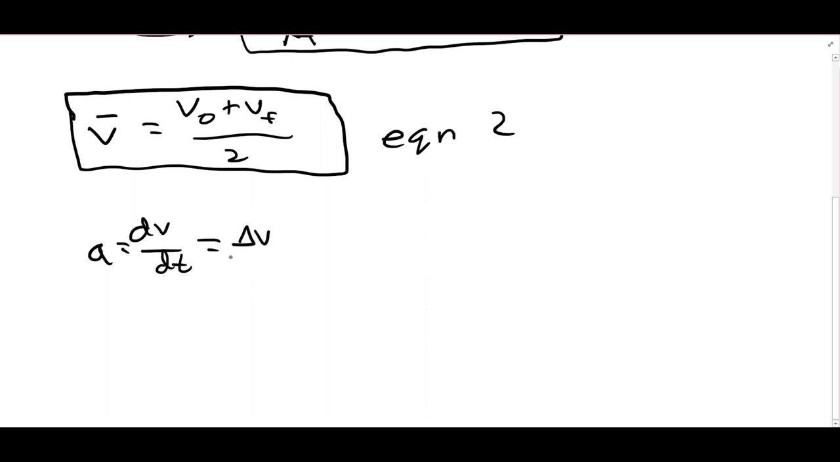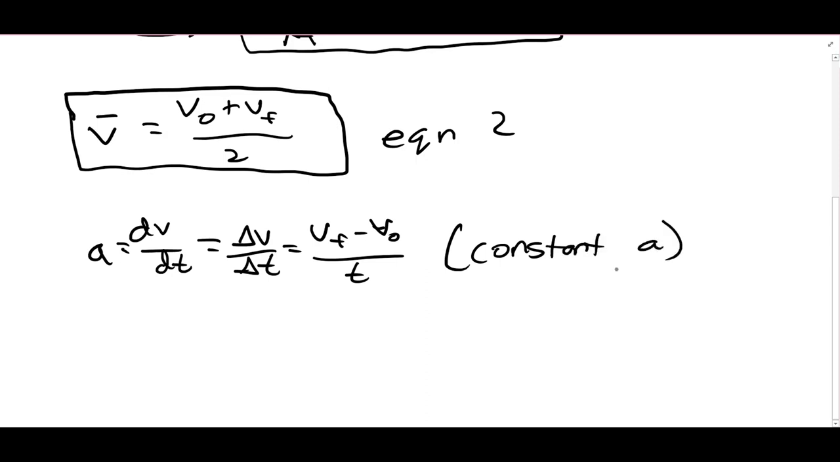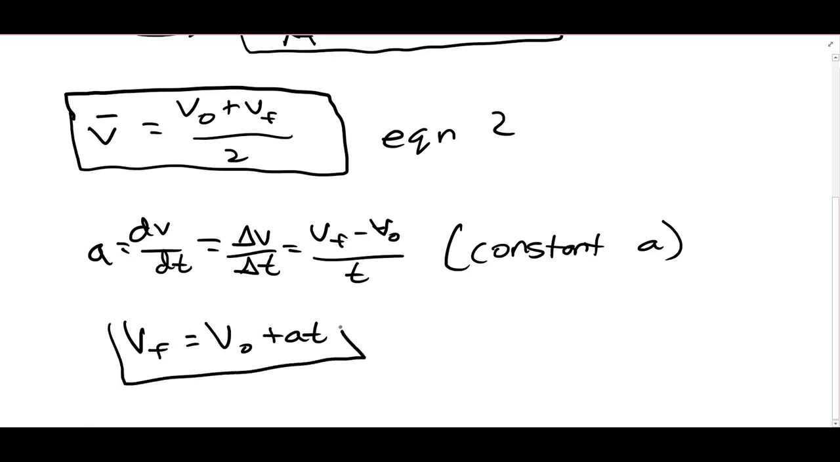So we pretty much do the same thing we did before. a equals v final minus v initial over time. And again, this is for constant a. All of these are pretty much for constant a. Okay. And we go ahead and solve for final velocity. v final equals v initial plus at. Okay. So that's equation 3.